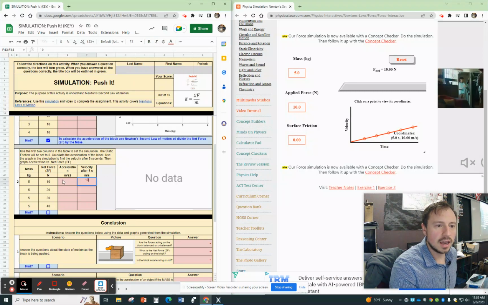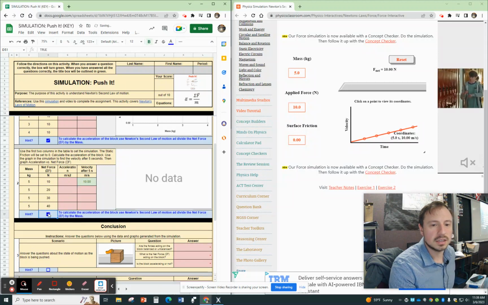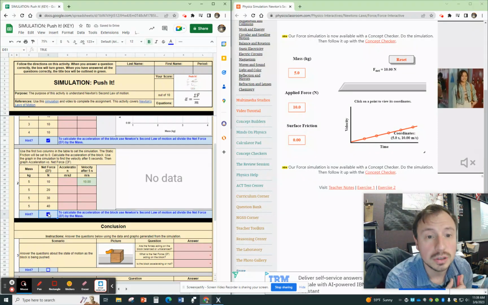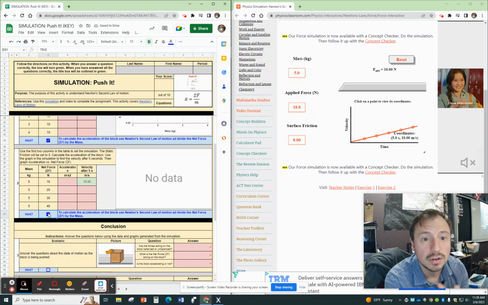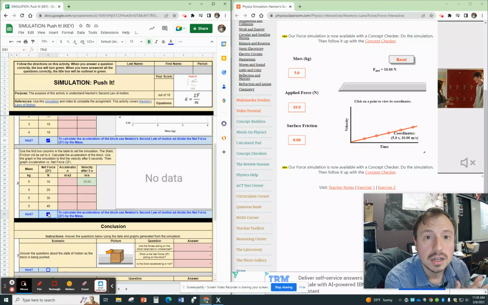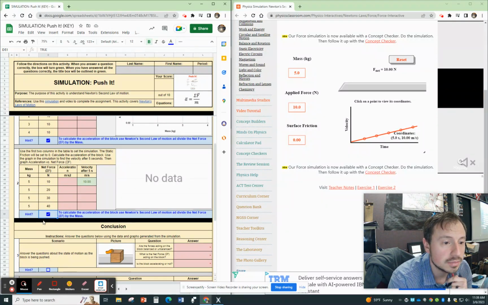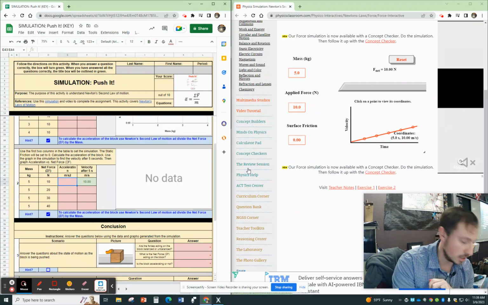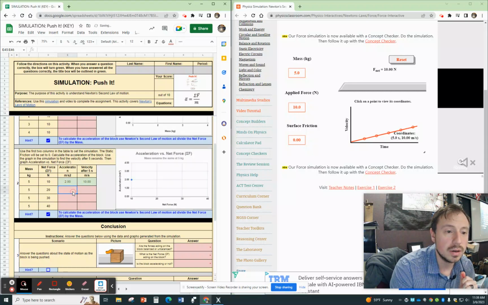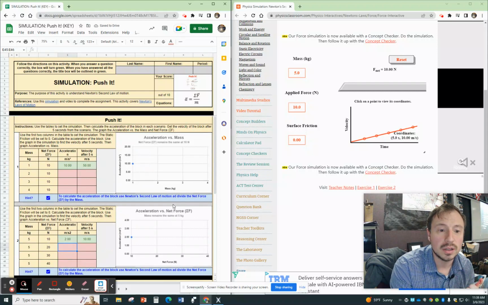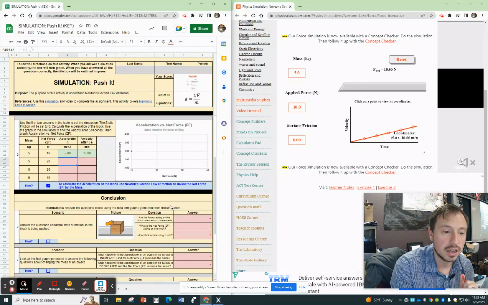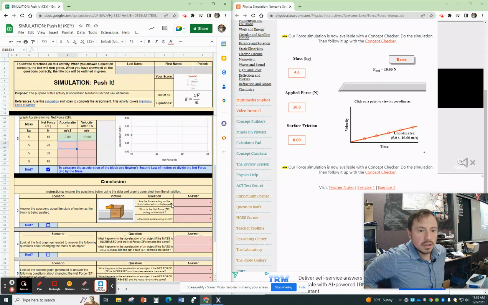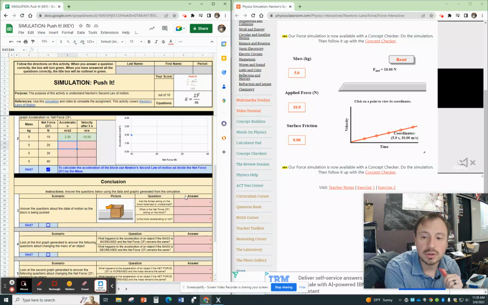And the acceleration, once again, the little hint gives you that we're using Newton's second law. The acceleration is that ratio of net force to mass, the net force divided by the mass. So you can see that I'm going to take the 10 divided by the 5. So that's going to be 2 meters per second squared. And once again, it's going to make a nice little graph for you that will show you the relationship of acceleration and net force.